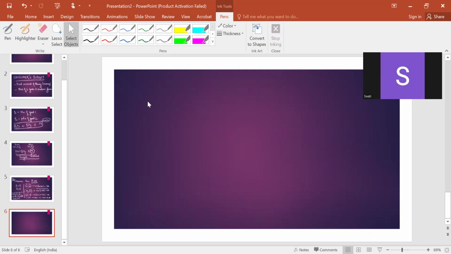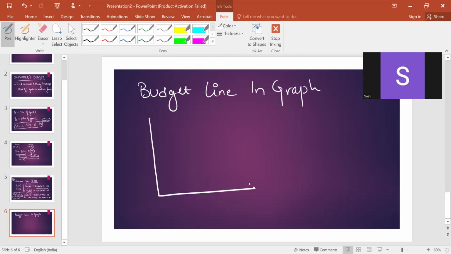Now, if we try to draw a budget set, the budget line, we draw it in this form. This is M by P2. This is M by P1. P1 X1 plus P2 X2 is equal to M. So this line denotes this equation, and this entire set is the budget set.